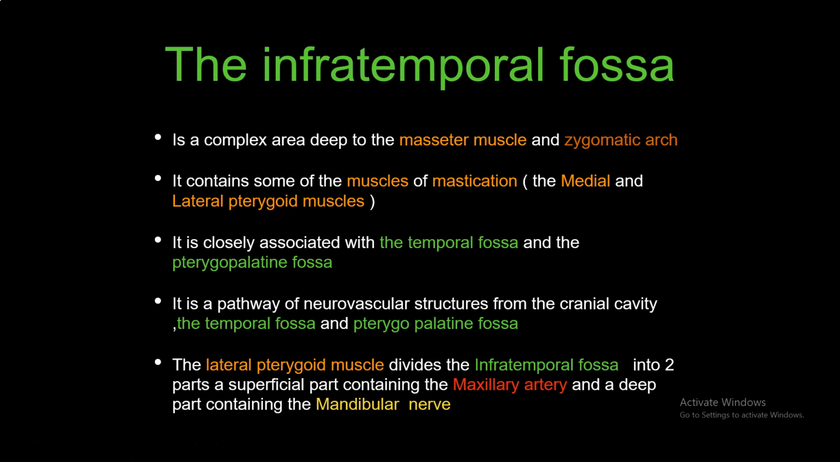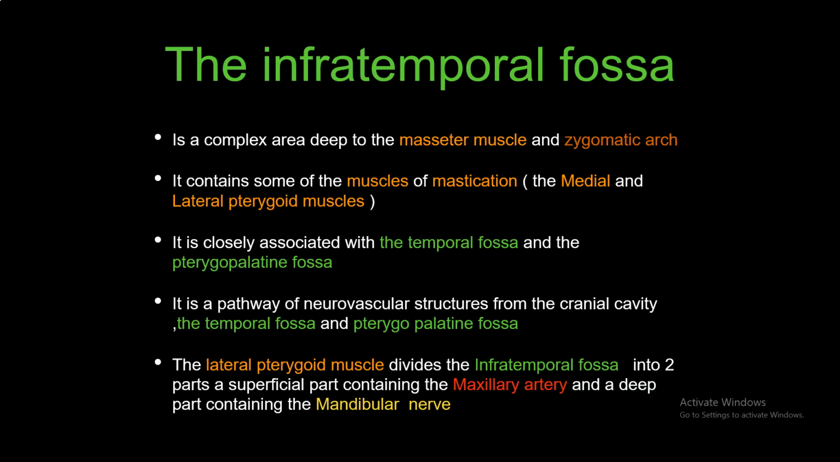We start with the infratemporal fossa. It's a complex area, deep to the masseter muscle and zygomatic arch. If you feel the cheek, lateral, behind the orbit, you can find the zygomatic arch, and from below the zygomatic arch you find the masseter muscle, and it contains some of the muscles of mastication. You know that the muscles of mastication are 4. We have inside the infratemporal fossa 2 of them, the medial and lateral pterygoid muscles, and the infratemporal fossa is closely related to the temporal fossa above and the pterygopalatine fossa medially.